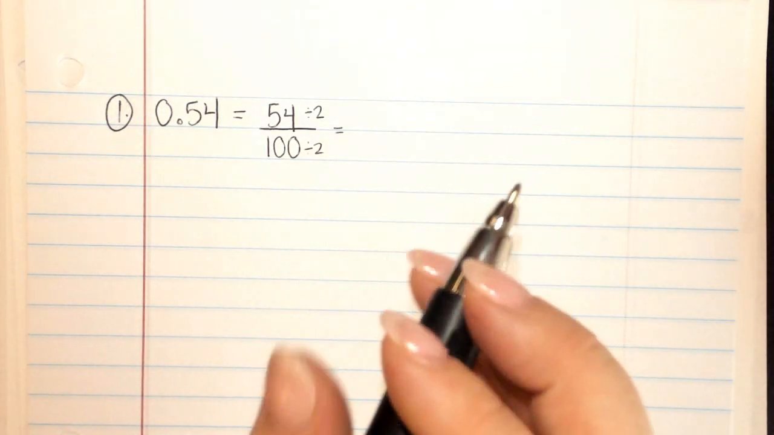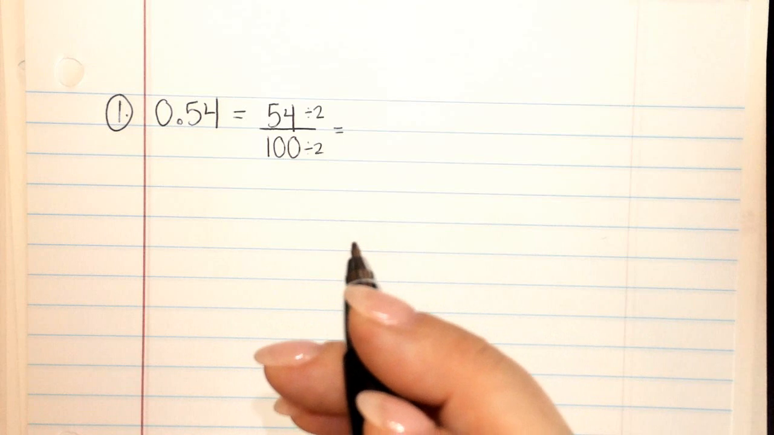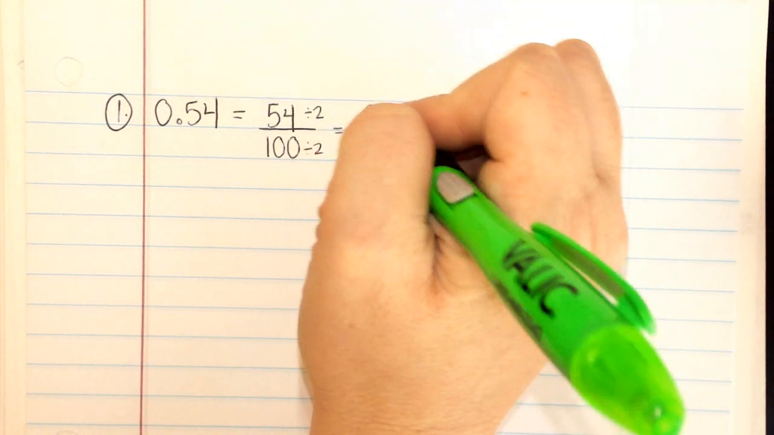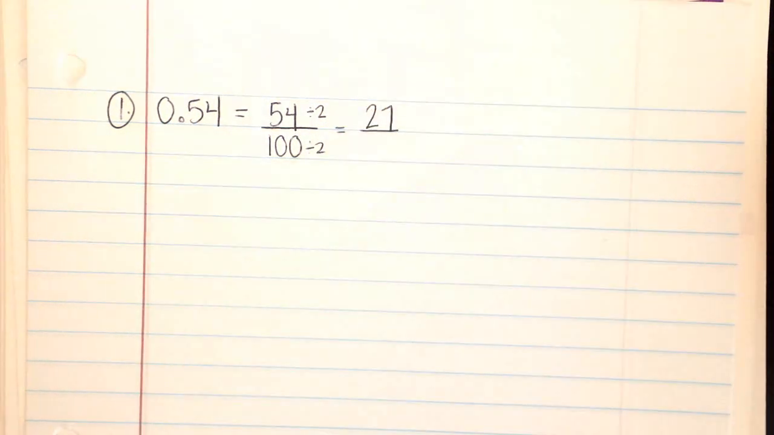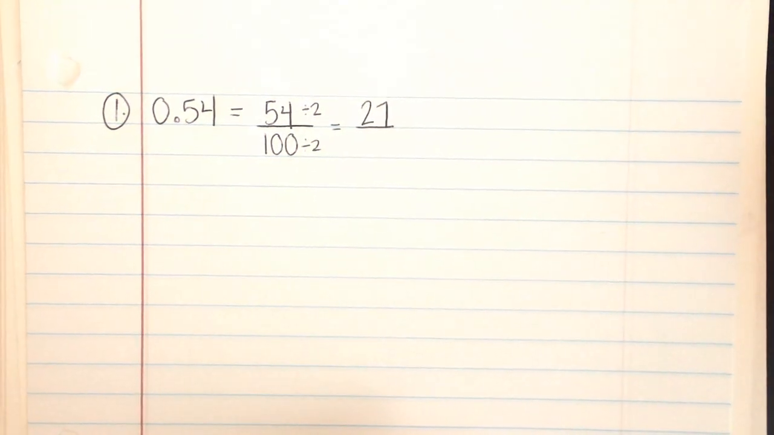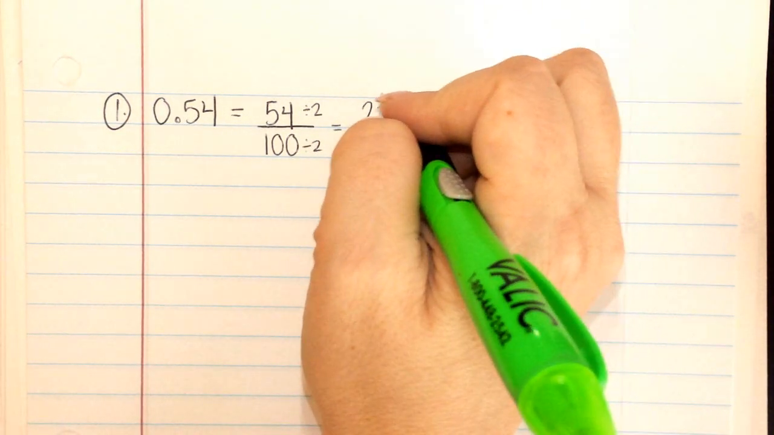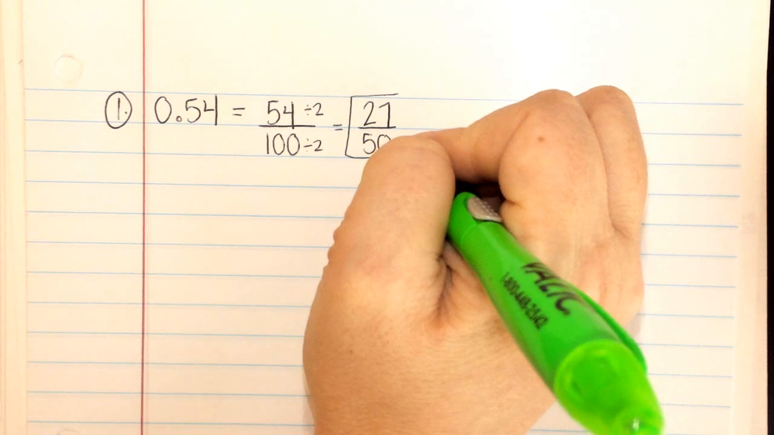54 divided by 2. Does anyone know the answer to that one? 54 divided by 2. Noah? 27. And 100 divided by 2? Is 50. All right. 27 and 50. Can I simplify that any? No. All right, so there's my answer.